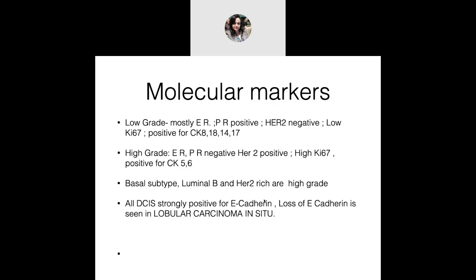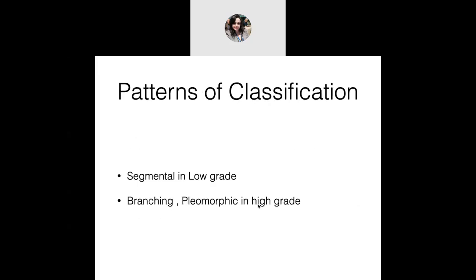All DCIS are strongly positive for E-cadherin. Remember this fact, because E-cadherin is like an intercellular bridge. Like desmosomes, remember desmosomes in between cells, cell to cell bridging. So intercellular bridge, so bridge protein. So this is E-cadherin. So E-cadherin is lost in lobular carcinoma in situ. E-cadherin is lost in LCIS. So DCIS has a strongly positive E-cadherin.